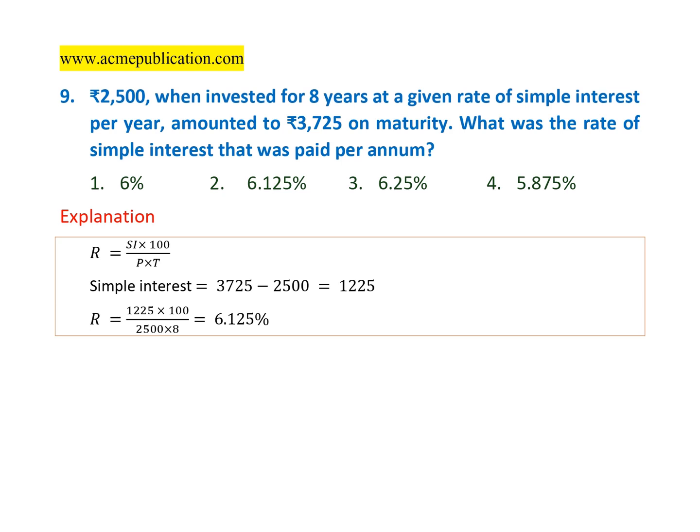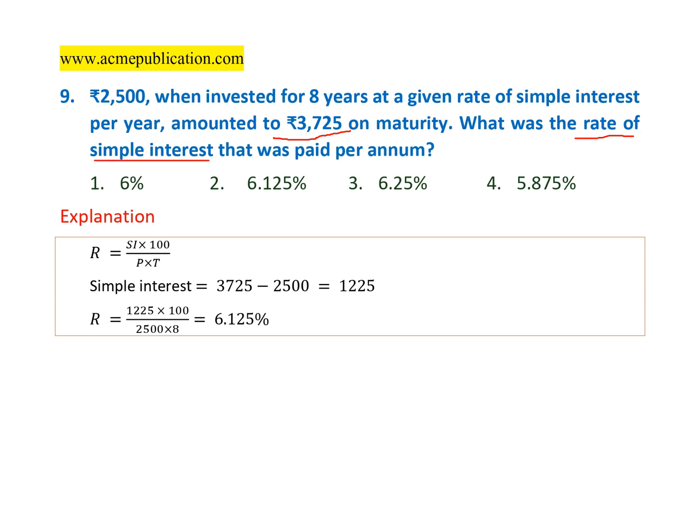Question 9. 2500 when invested for 8 years at a given rate of simple interest per year amounted to 3725 on maturity. What was the rate of simple interest that was paid per annum?